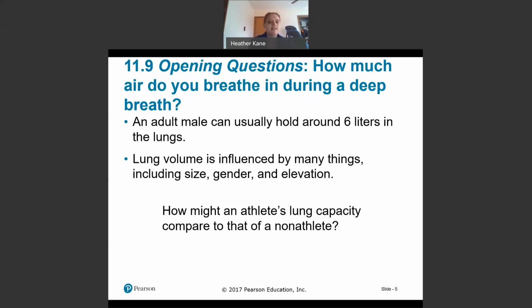Let's talk about an athlete's lungs in general, not depending on where they are training. So how might an athlete's lung capacity compare to a non-athlete? As you might guess, an athlete's lung capacity is going to be much higher than that of a non-athlete. The more you work any system, the more that system is going to grow, right? So the more deep breaths that you take in, which happens when an individual is exercising, the more capacity that lung is going to be able to hold.